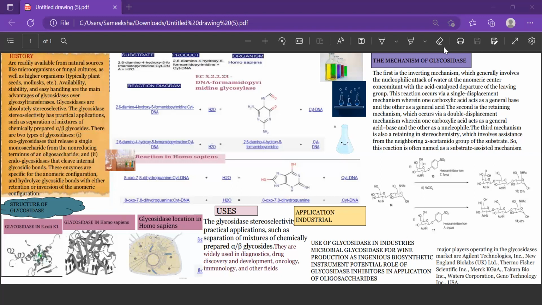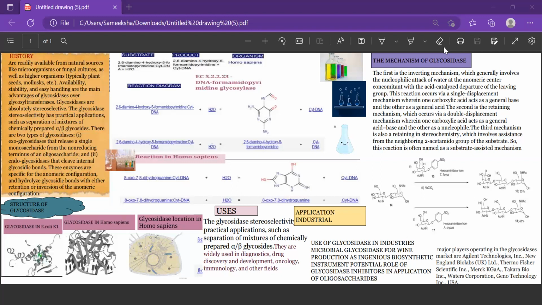Now, talking about the availability, it is found in fungal cultures, in higher organisms like mollusks, and in plant seeds. So its availability is high, and it is also stable, and therefore we prefer glycosidase over glycosyl transferase. Moving ahead, it has a very unique property called stereoselectivity, and hence it has a practical application in the separation of a mixture chemically prepared by alpha and beta glycosides.